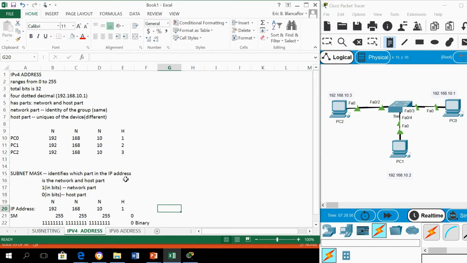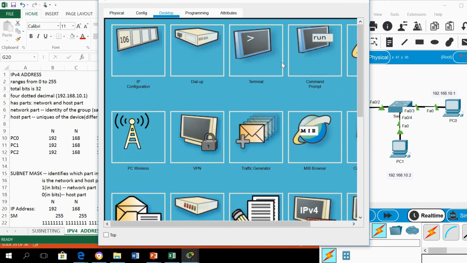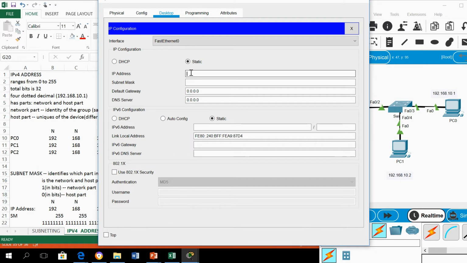In a given network, they usually have the same subnet mask. Let's try to assign our address here. We go to the desktop and then ipconfig. Let's say I will assign 192.168.10.